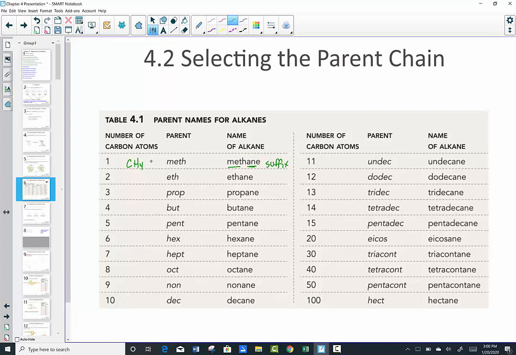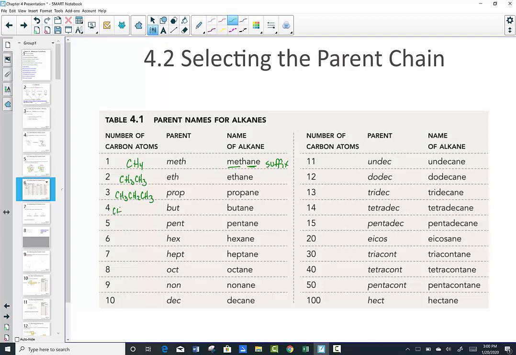If we have a 2 carbon unit, this would look like CH3, CH3, 2 carbons in that chain. The prefix is eth, the suffix is ane to let you know it's an alkane, so you hear that ethane. A 3 carbon unit, CH3, CH2, CH3, a straight chain 3 carbon unit, is known as propane. The prefix prop represents a 3 carbon unit.